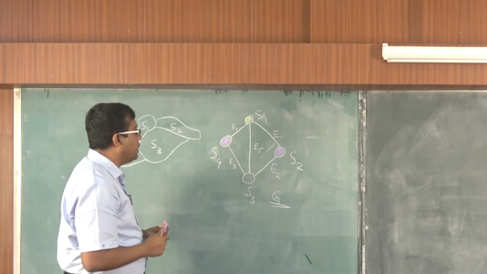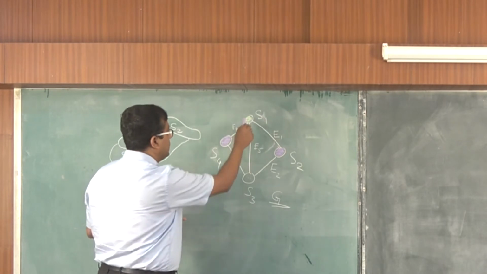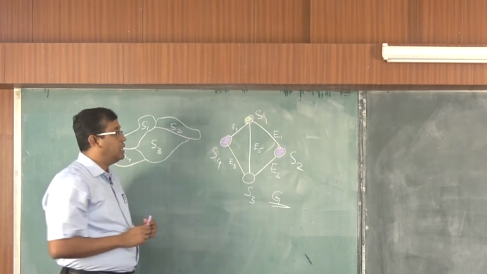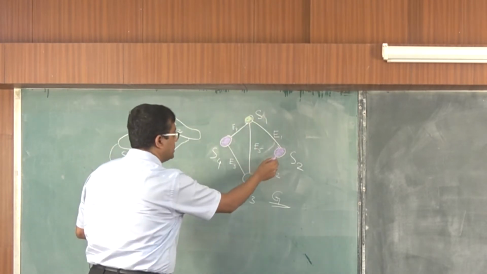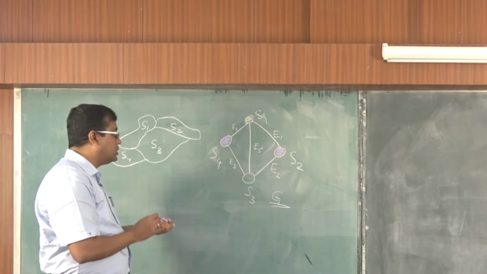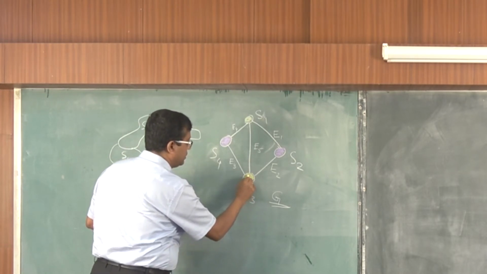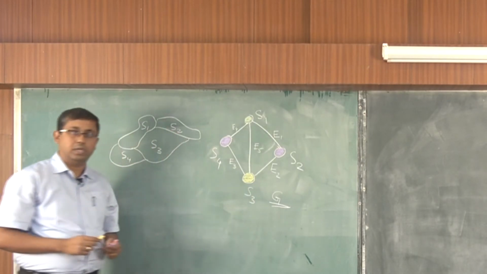Now we come to S3. Obviously it cannot be painted green because it is adjacent to S1. It cannot be painted violet because it is adjacent to both S4 and S2. So we have to use a different color, say yellow, for coloring the vertex S3.